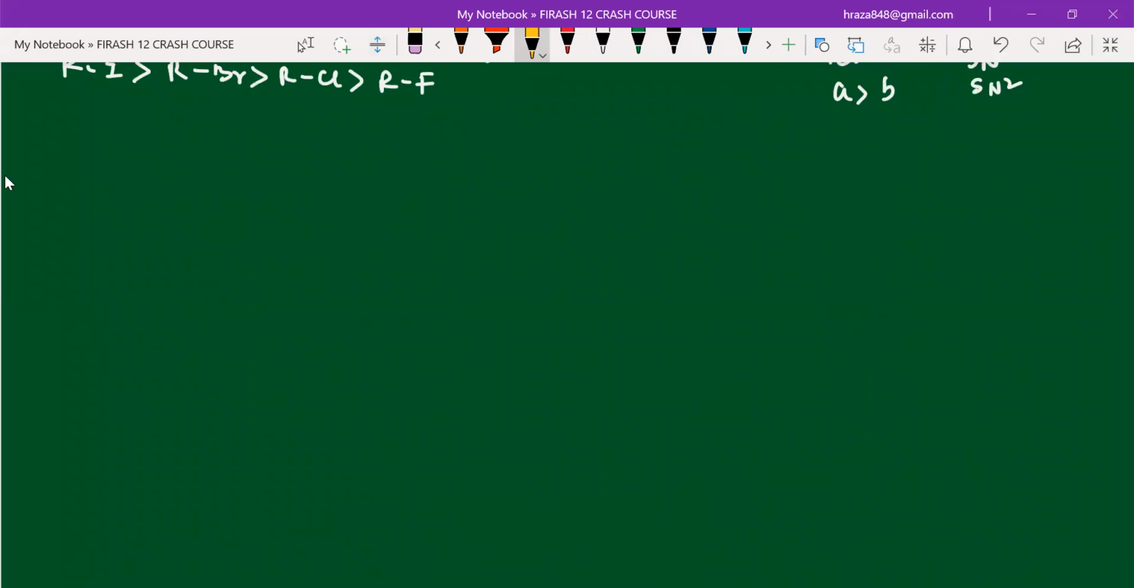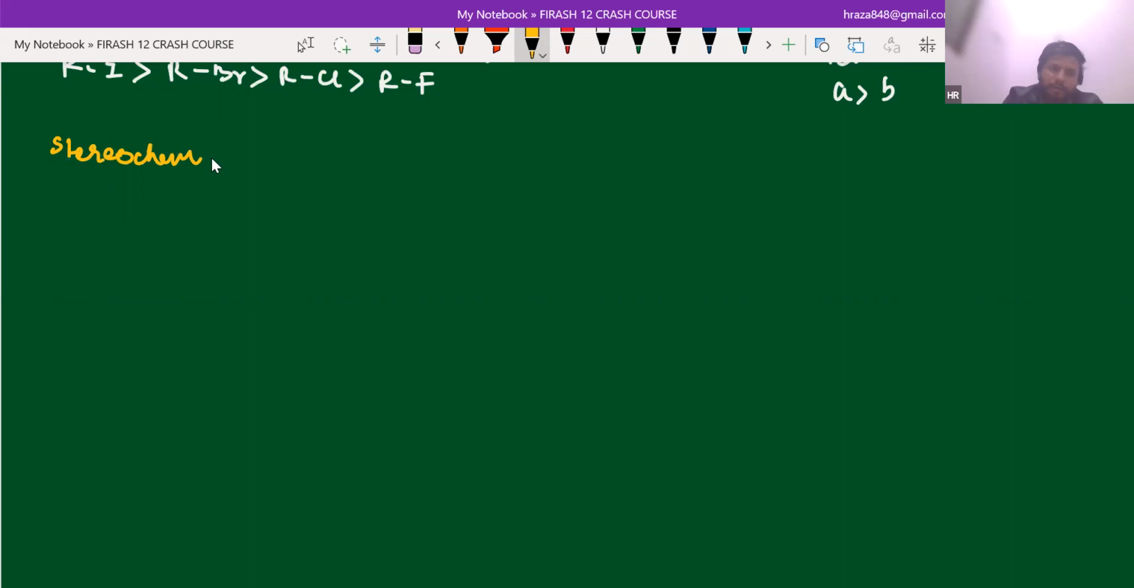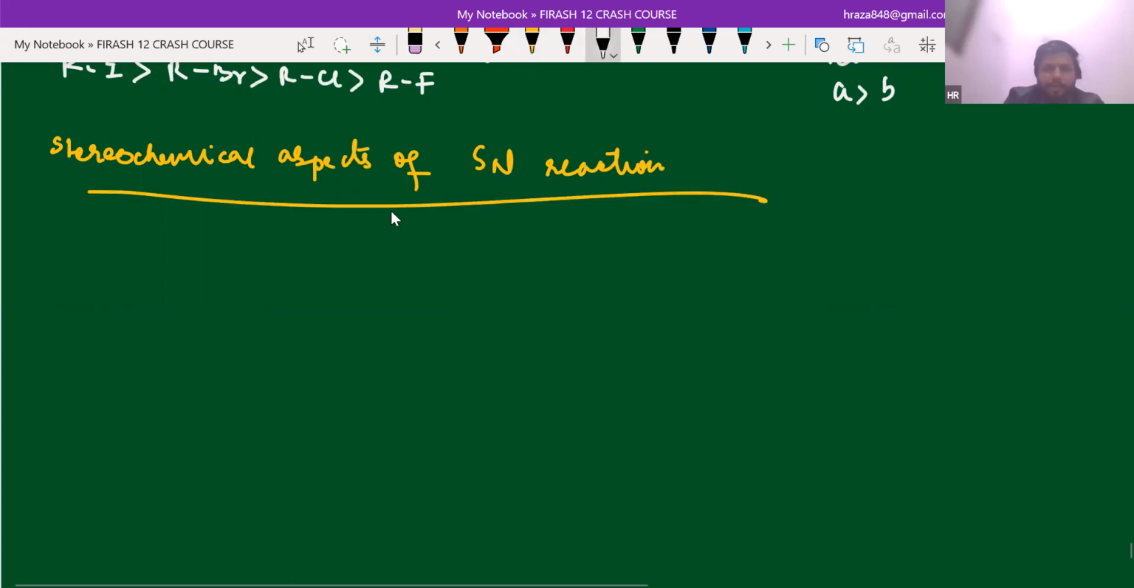Okay. Yes, sir. Now we are going to do the stereochemical aspects of nucleophilic substitution reaction. I'm going to write nucleophilic substitution reaction, that means SN reaction. So here is a term that is optical activity. Optical activity.